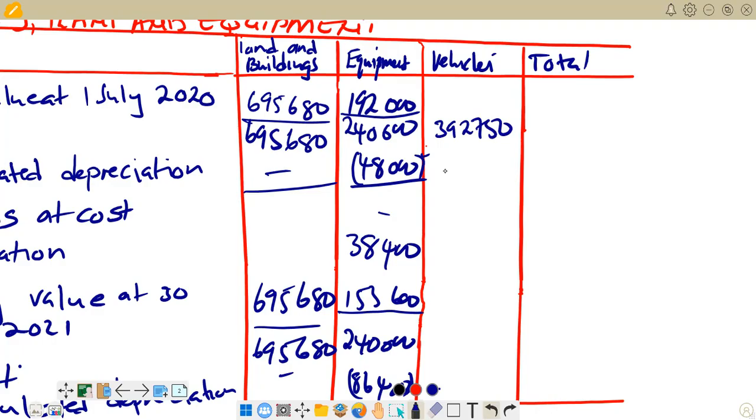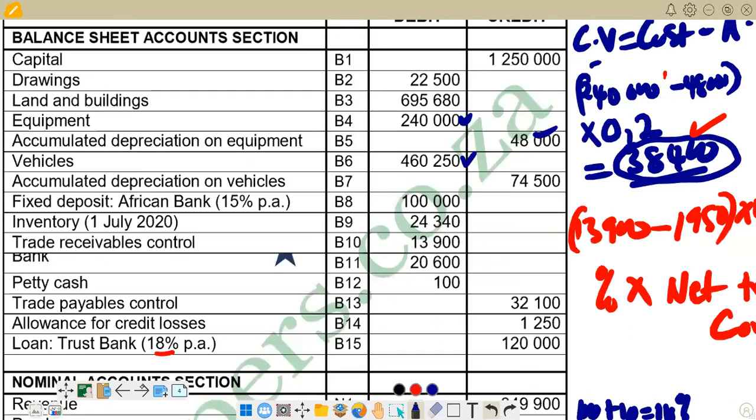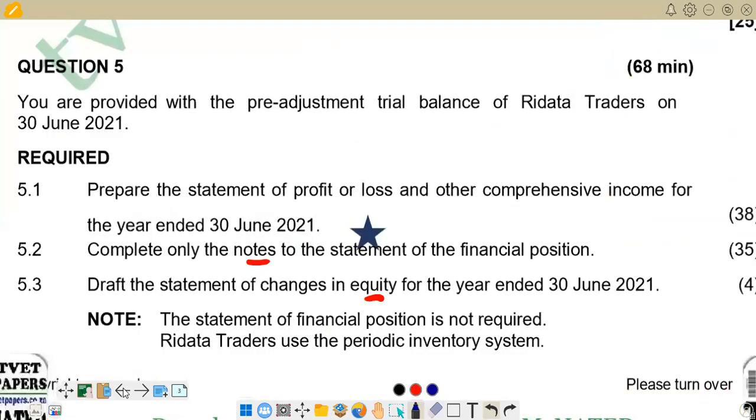And the depreciation, you just take the figure that is given in the list of balances for vehicles. So if you come here, let's go back to check what balances we have for vehicles. Accumulated depreciation on vehicles. Let's try to check. We have vehicles there, and then depreciation is 74,500 at the beginning. That's the one that we are going to put there.